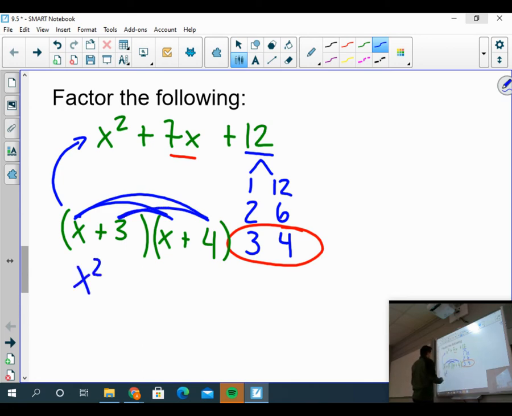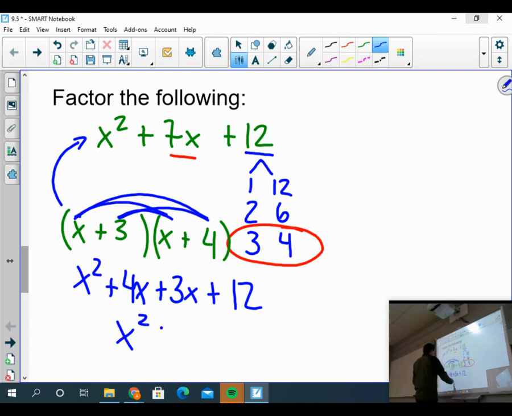Well, x times x is x squared. x times 4 is 4x. x times 3 is 3x. And 3 times 4 is 12. Combine your like terms, and I get x squared plus 7x plus 12, which is my original trinomial. And so I know I've found my factors correctly.